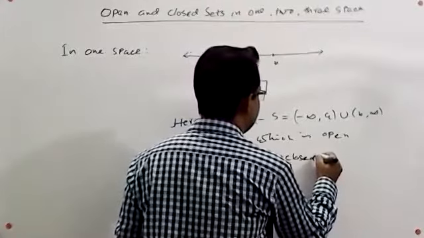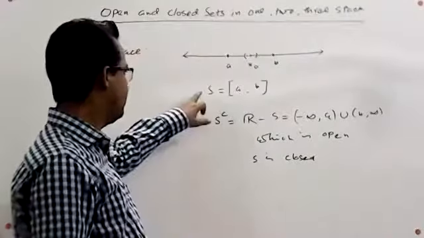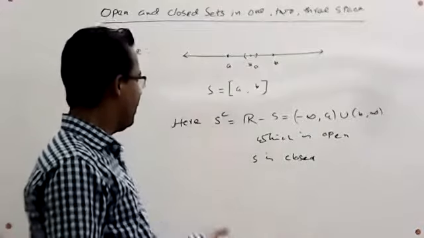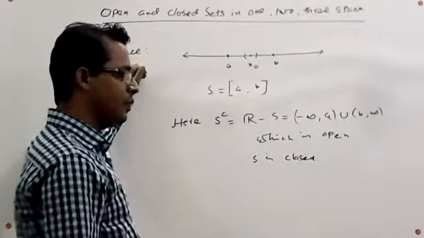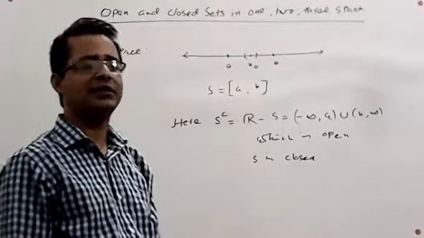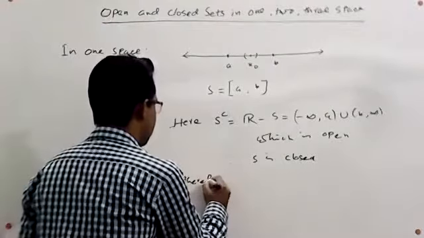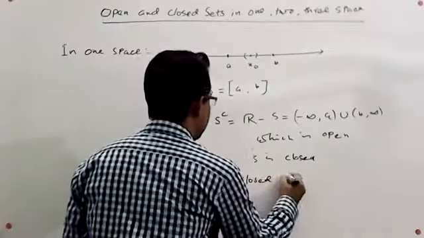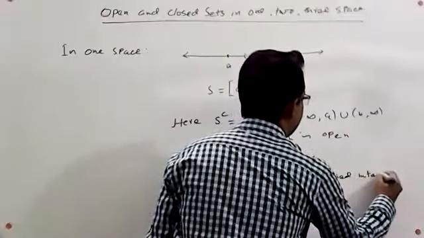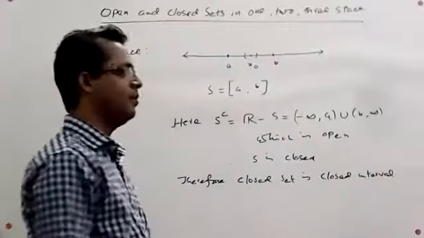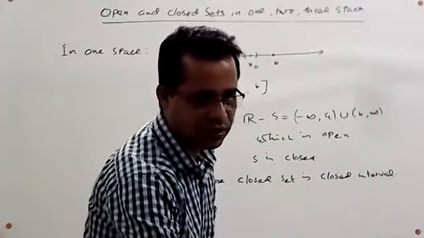So here S is a closed set. Here S is a closed interval. So in one space we can say that closed set is nothing but a closed interval. Therefore, closed set is a closed interval. Mind it, open set is an open interval, but closed set is a closed interval. This is the conception of closed set in one space.